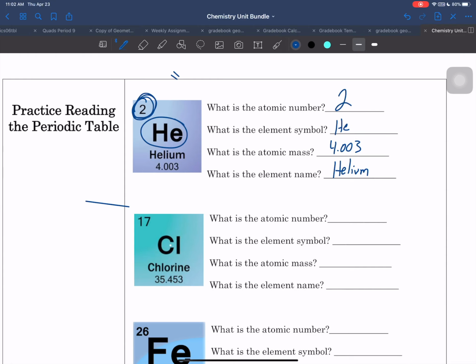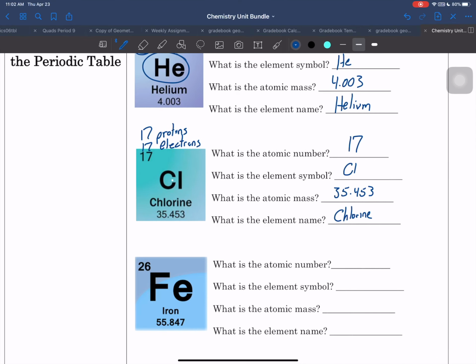So in the second one, the atomic number is 17, which translates to it has 17 protons and 17 electrons. 17 protons, 17 electrons. That is what that number means. The element symbol is Cl. The atomic mass is 35.453. And the element name is chlorine.